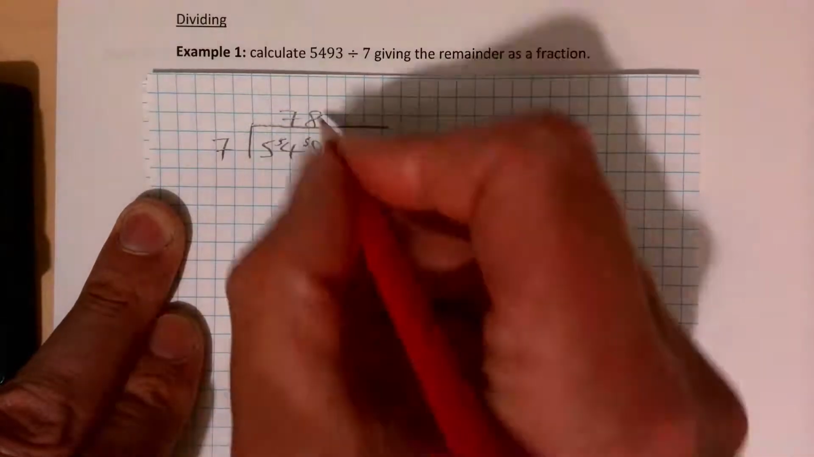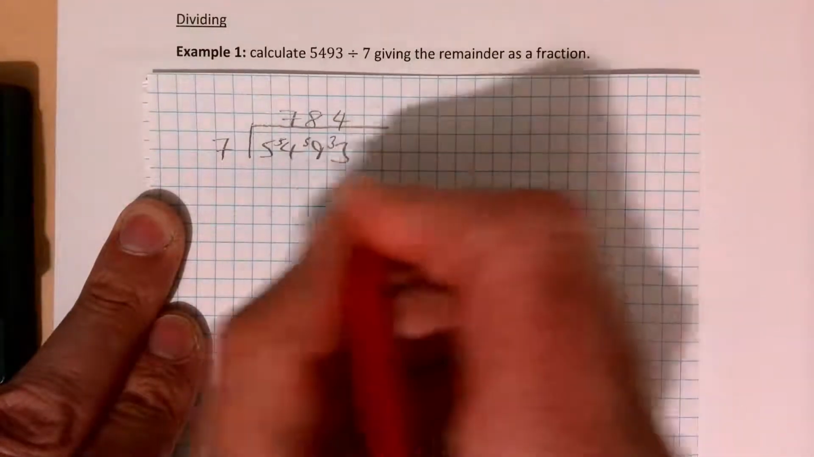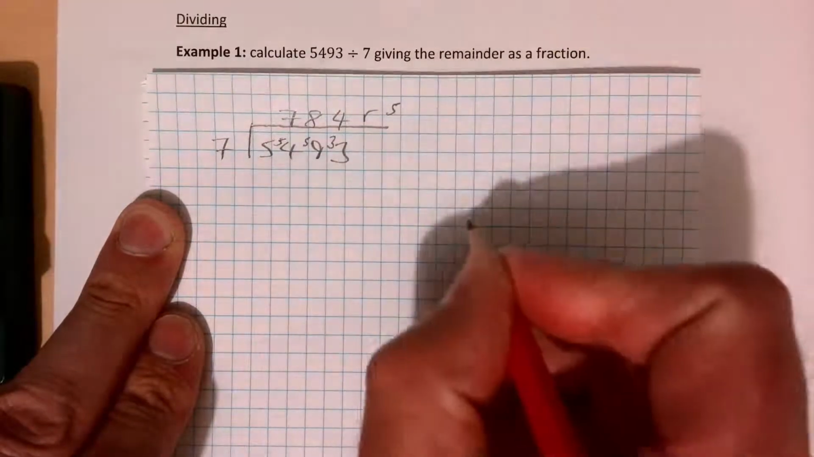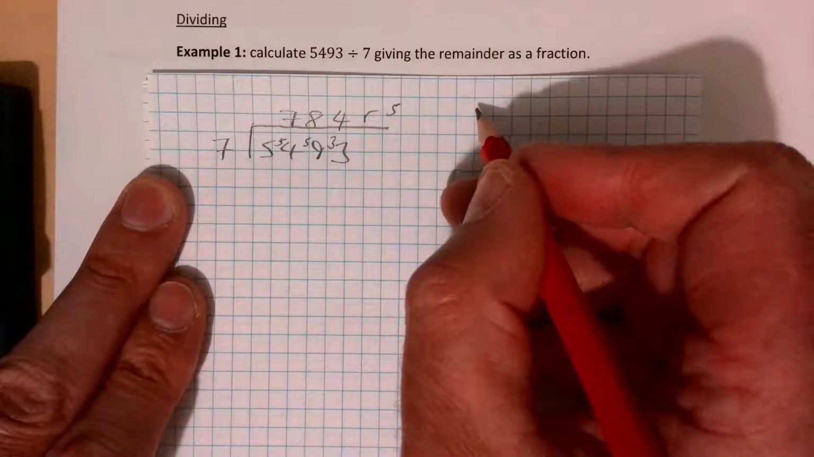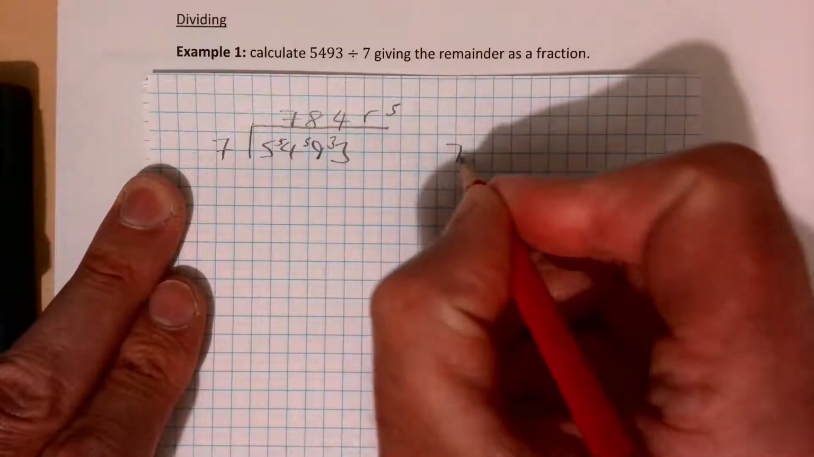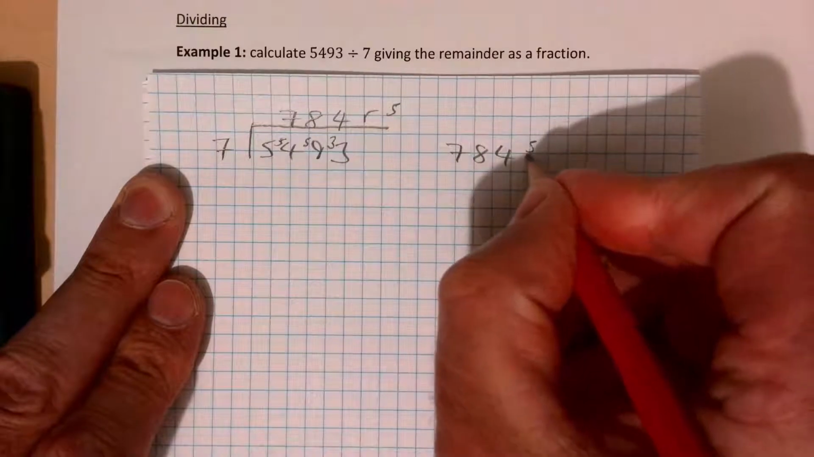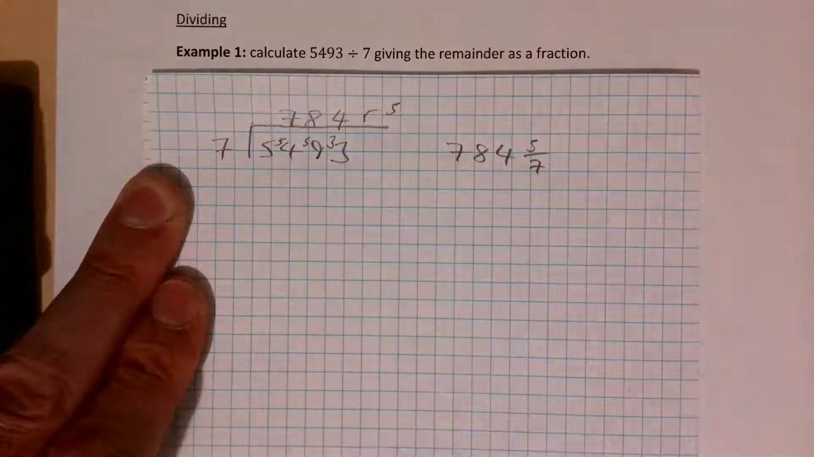And 7 into 33 then goes 4 times. 4 sevens are 28, so there's a remainder of 5. So my answer to this, then, given the answer as a fraction, is going to be 784 and 5 sevenths.